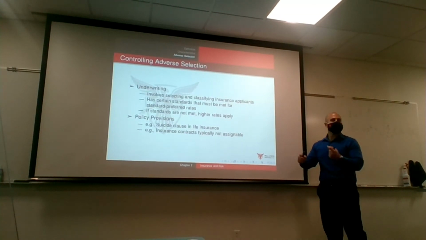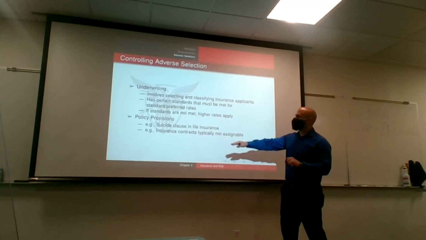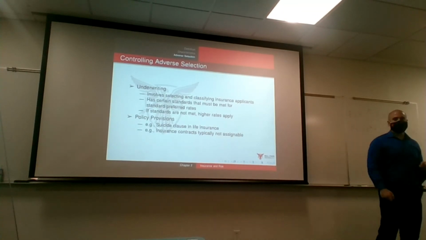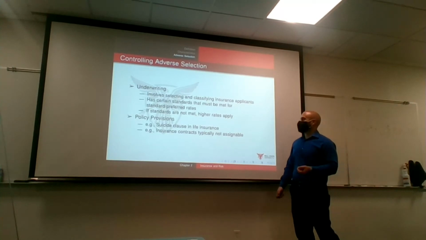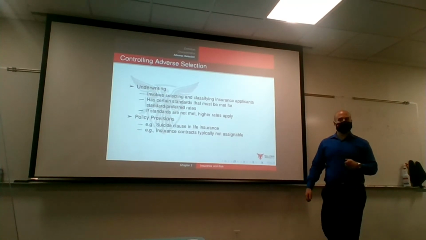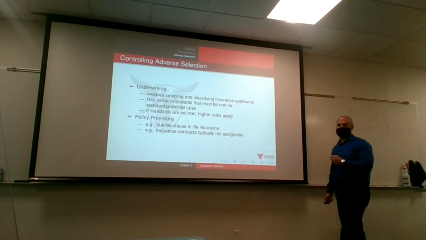So we can offer different policies or choices, right? So underwriting helps, and then certain policy provisions. Certain policy provisions, like requiring that you have an auto policy, or giving a 2-year window on suicides for life insurance, things like that. So policy provisions and underwriting.